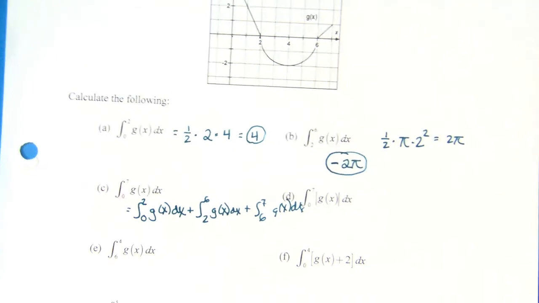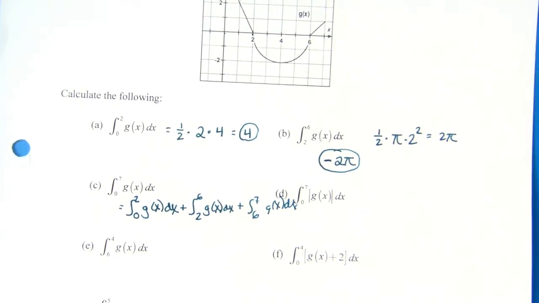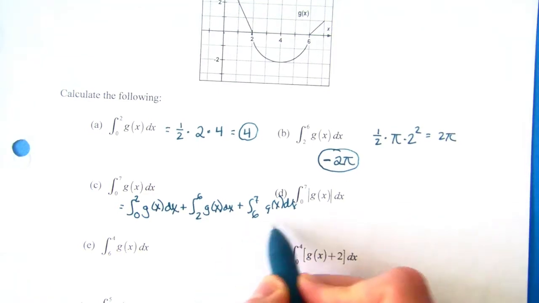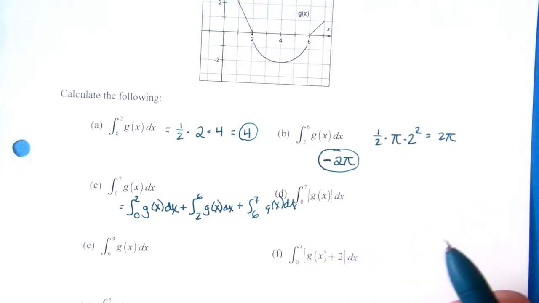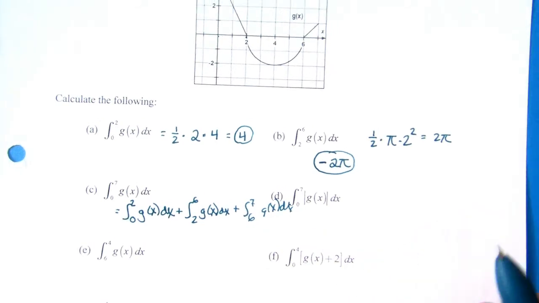Okay, so let's see if we can finish this one off. In letter C, we need to find those integrals and add them together. I think we already know the first two, so really your job is just figuring out that last piece and then adding everything together. See if you can finish this.